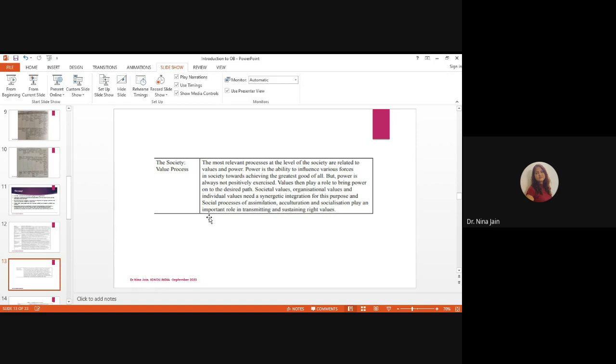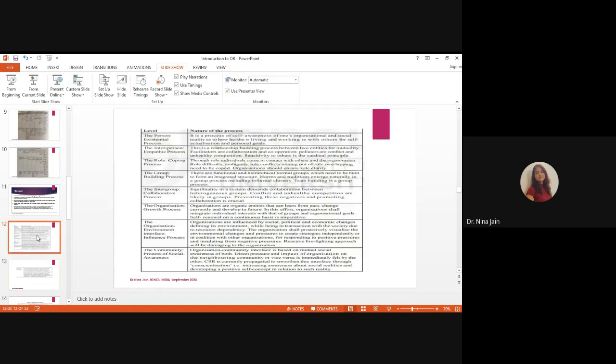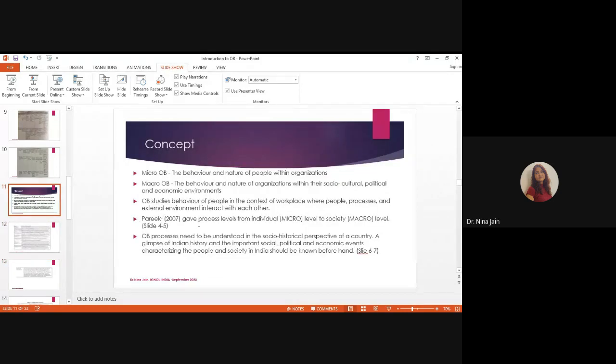So this is what Parekh has given. Let's go back. Parekh in 2000 gave these process levels for individual and macro levels.